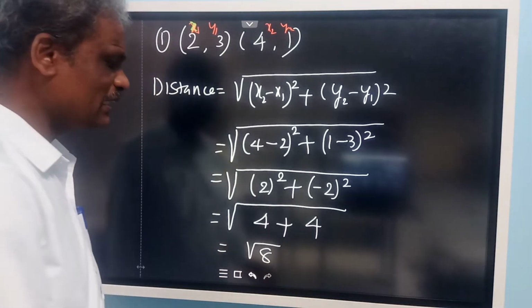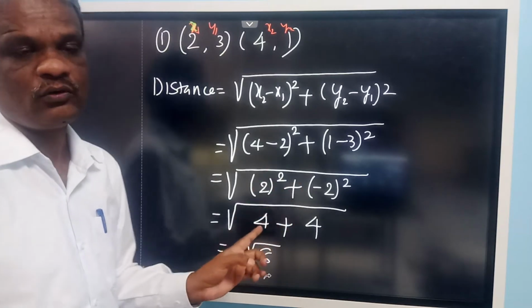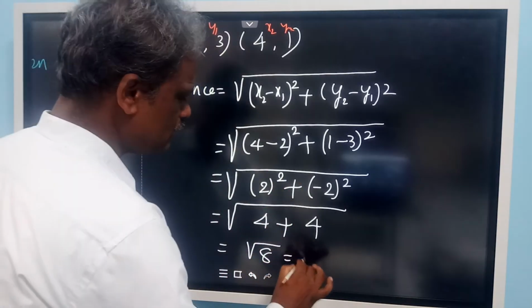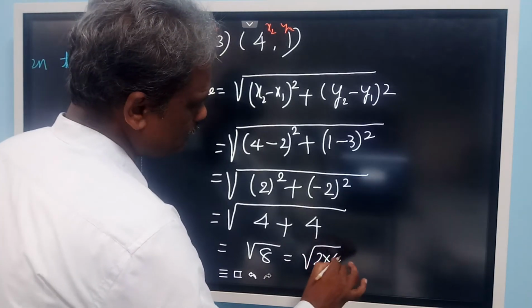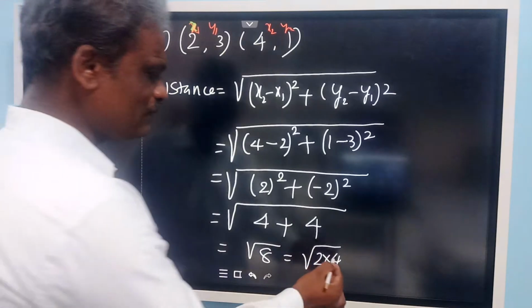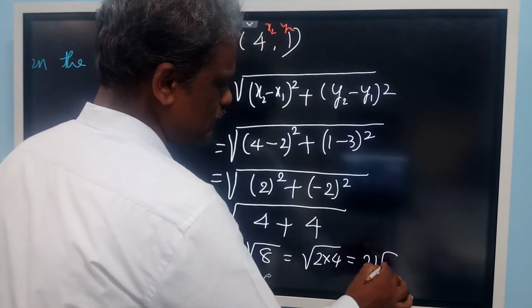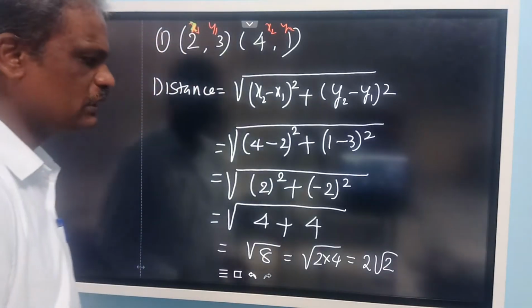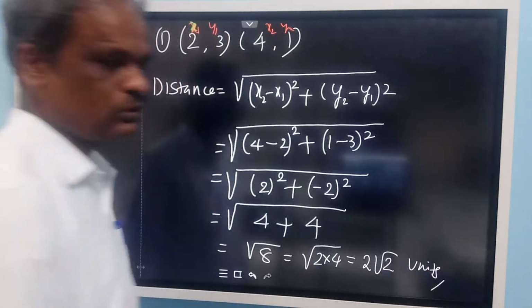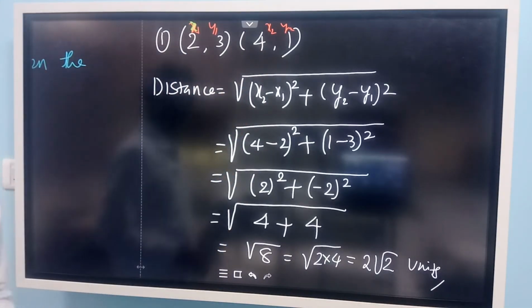This you can write in a standard form. How you can write here: you can write 8 as 2 into 4, root of 2 into 4. 4 is a square number. You can take it outside the square root. 4 becomes 2, and inside the root we will have this 2. So the answer is 2 root 2 units. So 2 root 2 units. The distance between these 2 points is 2 root 2 units.